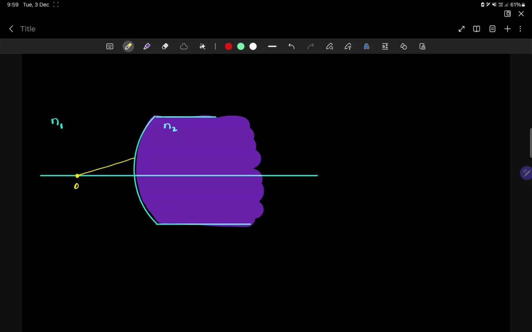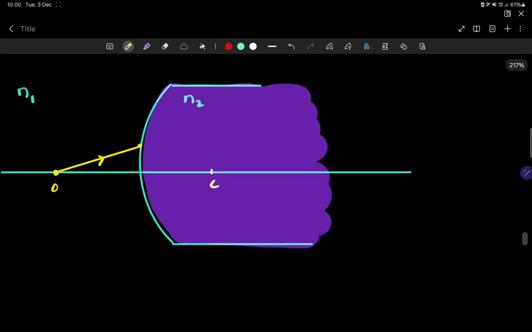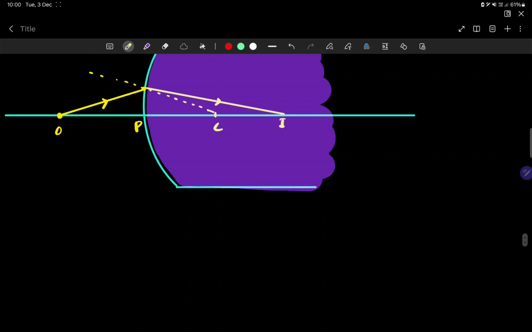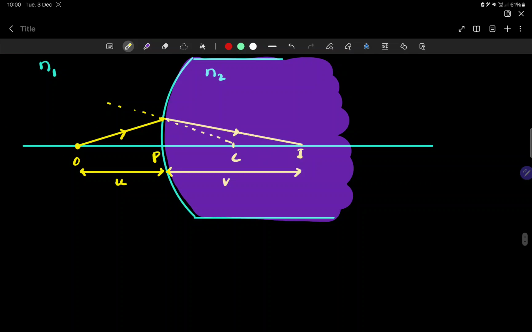From O the incident ray is emerging. This is your center of curvature. At the point of incidence we can draw the normal like this. After refraction the ray starts to bend and the final image will form at I. This is the pole. Pole to object is the object distance U, and pole to image is the image distance V. I am not using the sign convention till now.